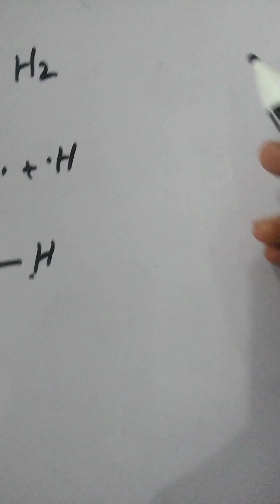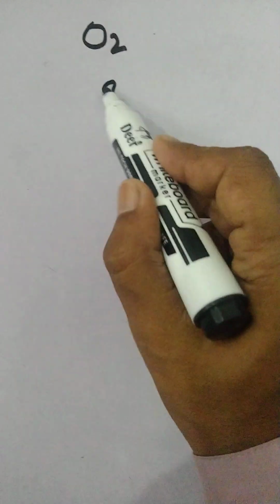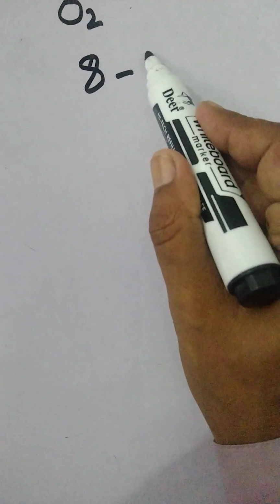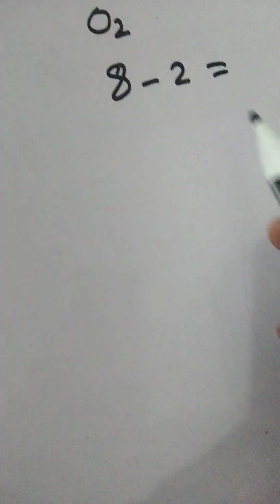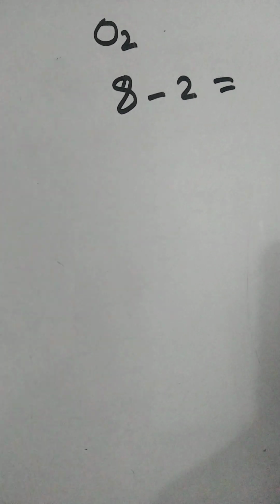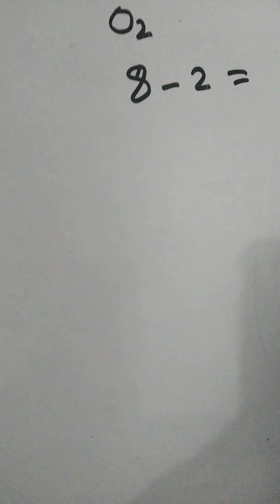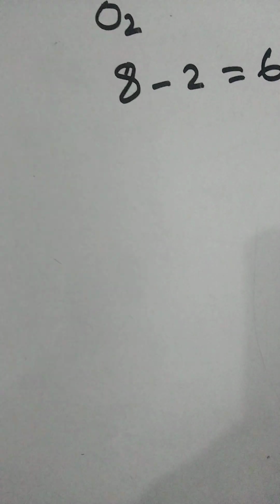After it we will do oxygen, O2. We are drawing the structure of oxygen. How? Oxygen's atomic number is 8 minus 2. Why subtract the 2 electrons? Because its 2 electrons are already completed in its duplet. Now the required number is 6 electrons.